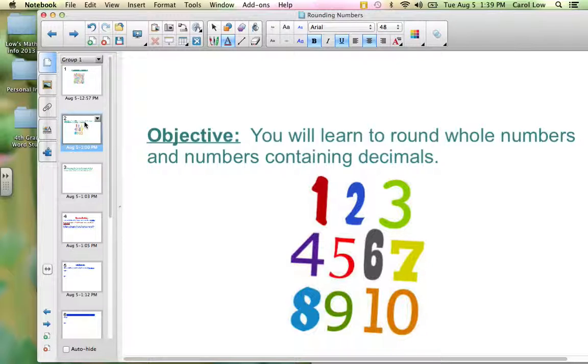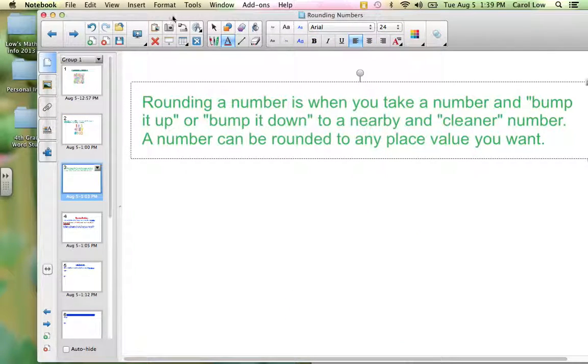Our objective is you will learn how to round numbers and numbers that contain decimals. So we're going to round whole numbers, and we're also going to round to tenths and hundredths. So here we go. Wanted to first tell you a little bit about rounding. Rounding a number is when you take a number and bump it up or bump it down to a nearby and cleaner number. A number can be rounded to any place value that you want.